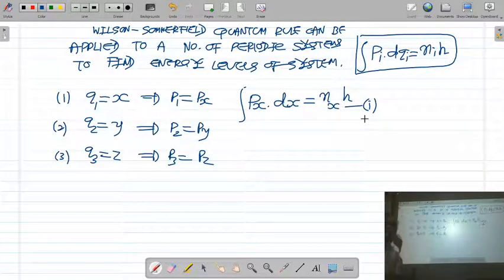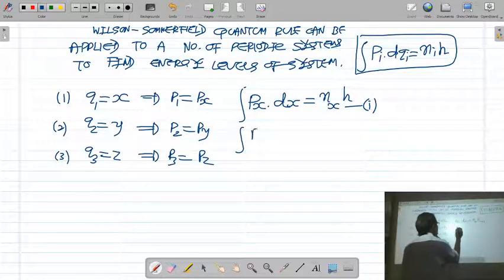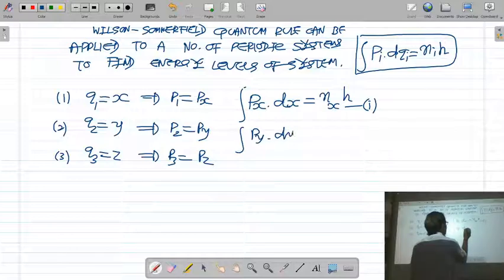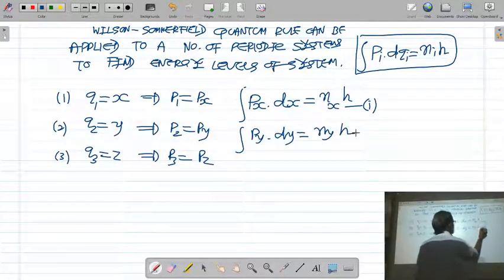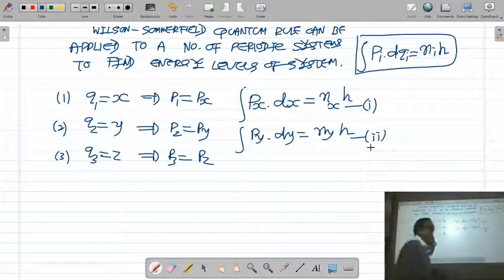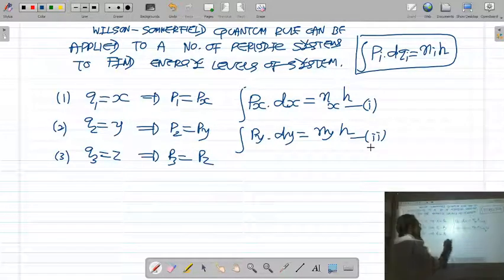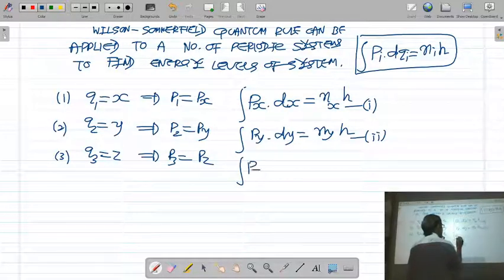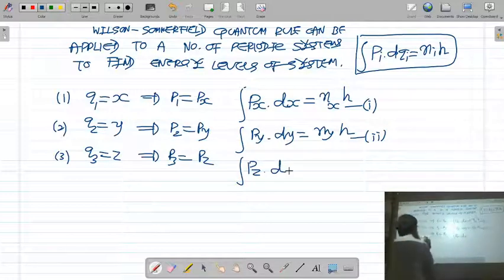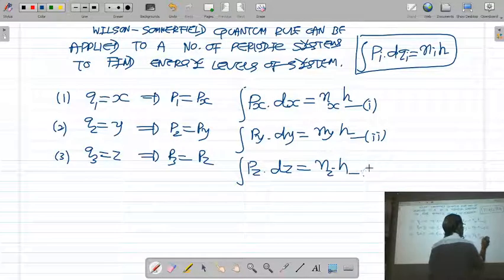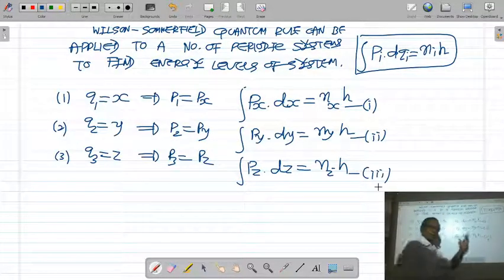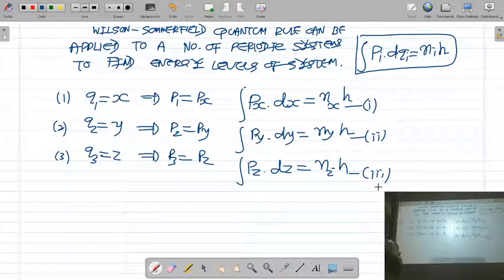You can write down the phase integral for y coordinate similarly. In y direction the momentum is py, the position coordinate is y, and the integral of py dy is equal to ny h. And for z coordinate, the phase integral can be written as, in z direction the momentum is pz, the position coordinate is z, and the integral of pz dz is equal to nz h. So in this way, you can write down the phase integral for x coordinate, y coordinate, and z coordinate.